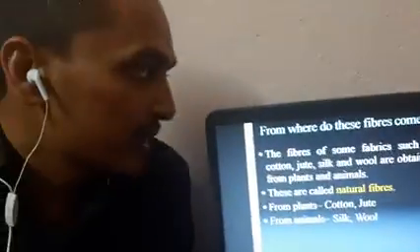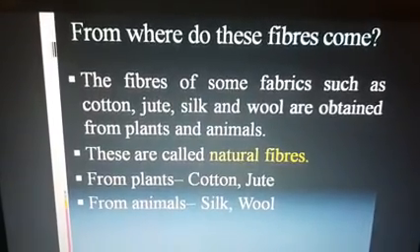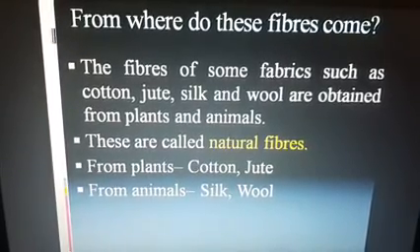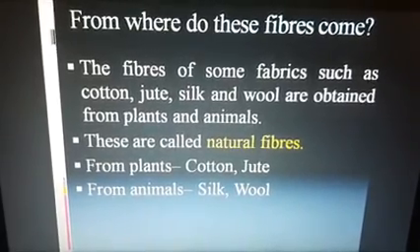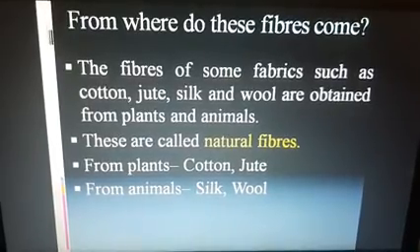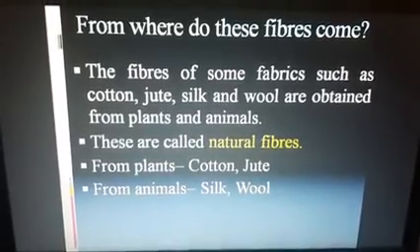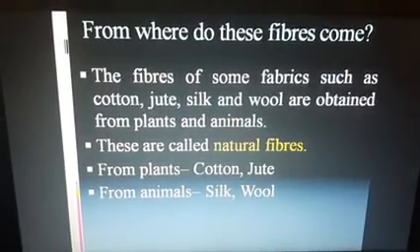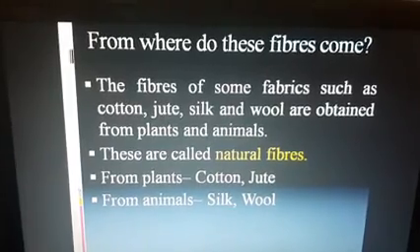So from where do these fibers come? The fibers of some fabrics such as cotton, jute, silk, and wool, I think you are aware of these names, are obtained from plants and animals. These are natural fibers, which means they are obtained from plants or animals. From plants we can get cotton and jute, and from animals we can get silk and wool.